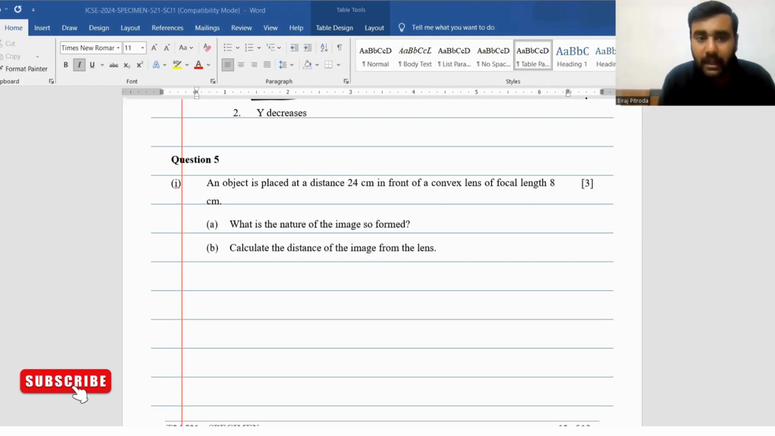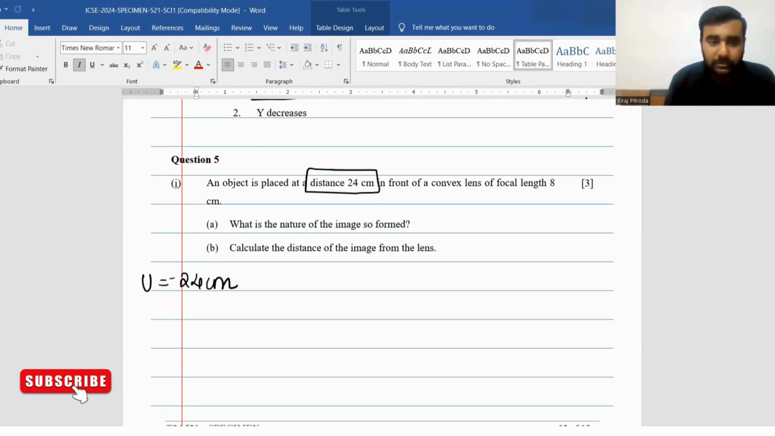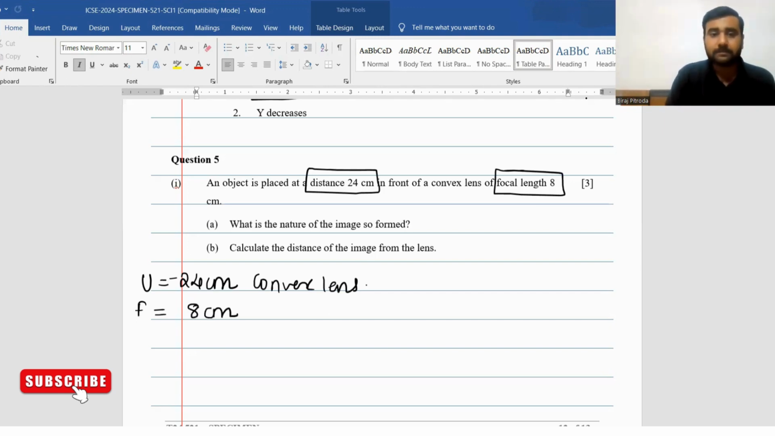The question says, an object is placed at a distance of 24 centimeter. Point number 1 to be noted: object distance, which is denoted by u, is 24 centimeter. And we all know that object distance is always going to be negative. So this becomes minus 24 centimeter. This object is kept in front of a convex lens. The focal length of that convex lens is 8 centimeter. So we have here focal length f as 8 centimeter.